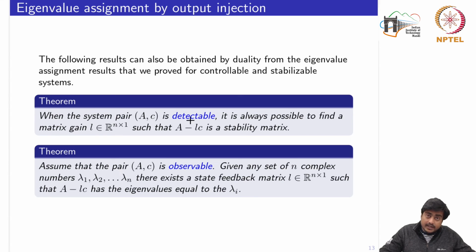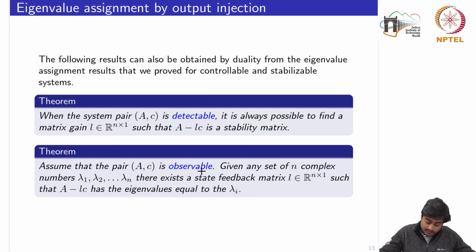Now, if we have a weaker condition than observability, which is detectability, so let's say the pair A, C is detectable, it is still always possible to find the matrix L such that A minus LC is a stability matrix. So under both cases, either the pair is observable or the pair is detectable, there would always exist an L.